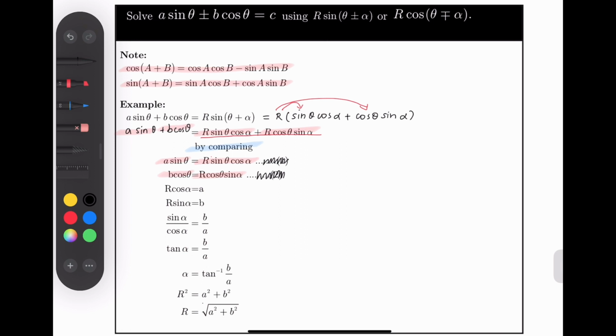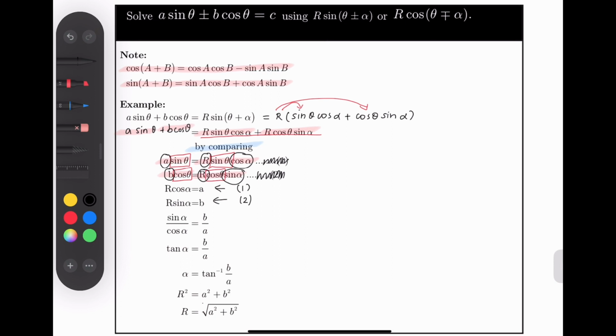Now we're going to focus on the similarities on the left hand side and right hand side. On the left hand side, you have sin theta, and also on the right hand side. On the left hand side, we have cos theta, similar to the right hand side. So we can say that A is equal to R cos alpha, and B is equal to R sin alpha. Label these 1 and 2 over here.